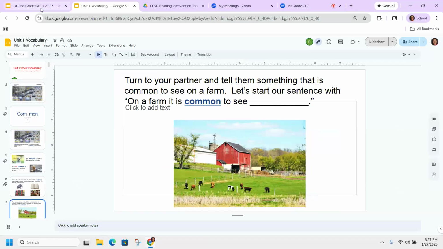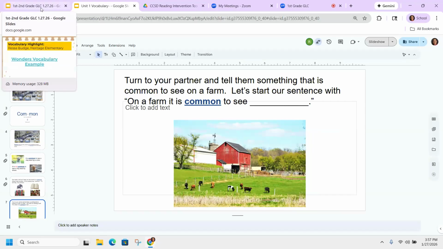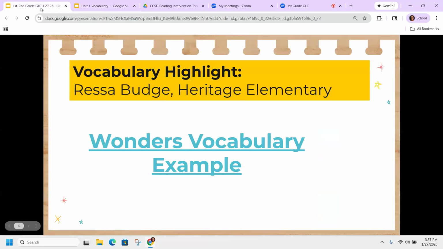Perfect. Thanks for sharing. I know you're working on it and it's not all done for the whole year, but I'm sure as you get them developed that other people may be interested, but at least they have a frame for something that could be created. So thanks, Ressa.